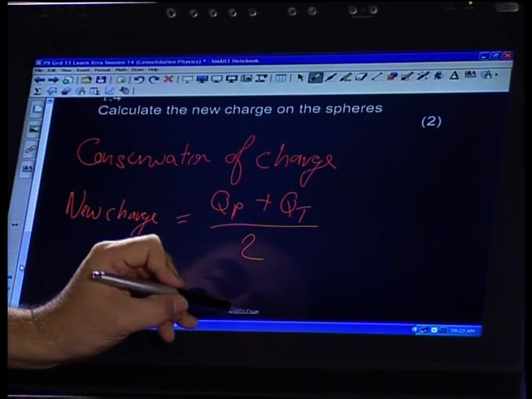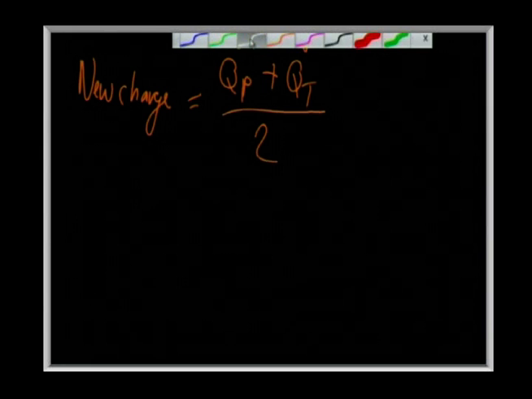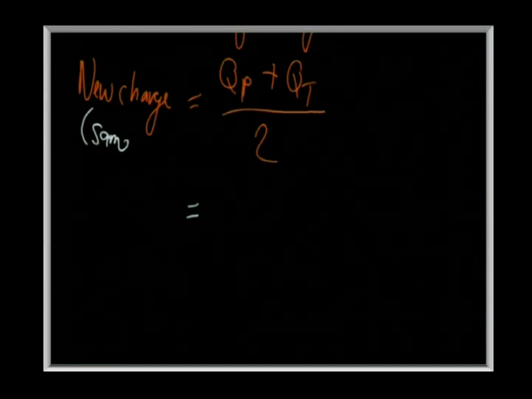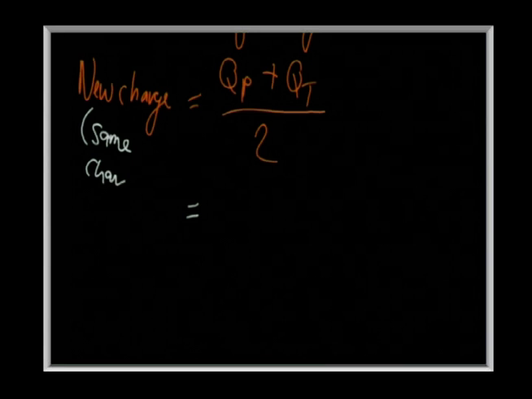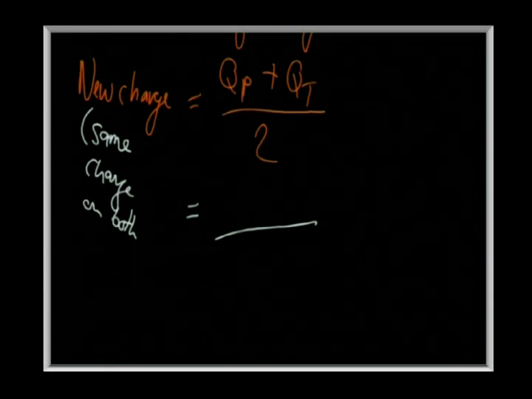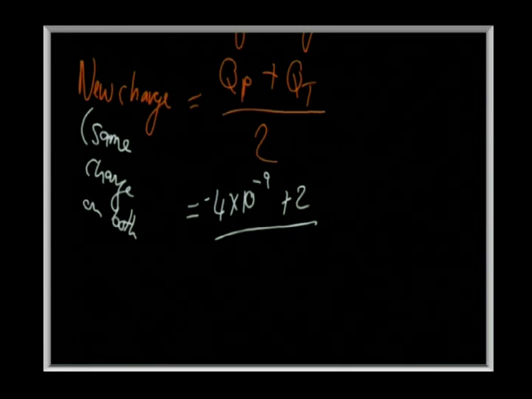So the calculation that we're going to do is we're going to add these two together and divide by 2. That's the way that we'll get the new charge on both objects. They will have the same charge on both. So where do we go? What was the first one? It was negative 4 times 10 to the minus 9, and this was plus 2 times 10 to the minus 9.